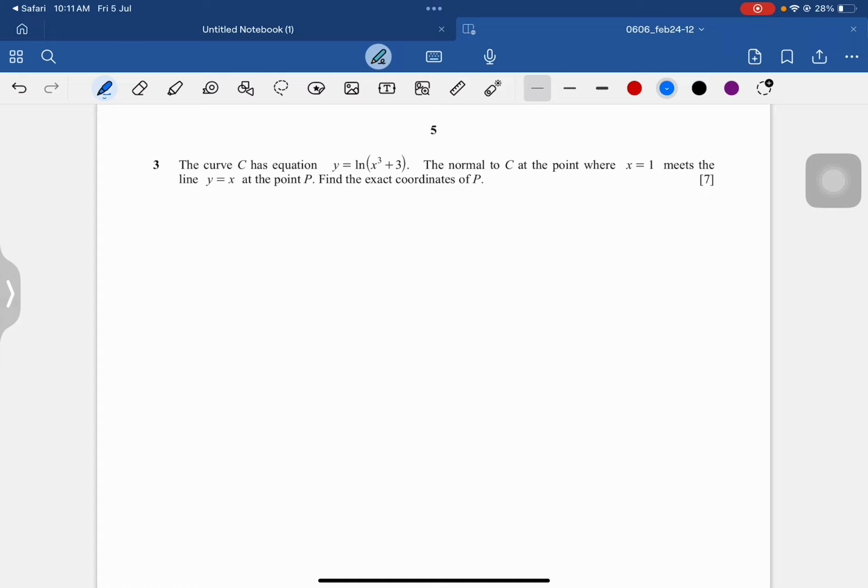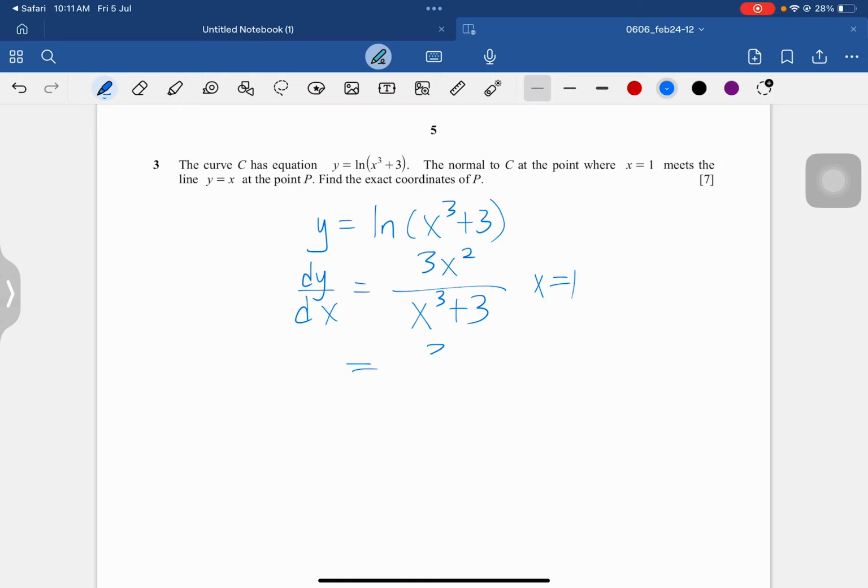Okay, question 3. This is differentiation. So straight away write down the equation. Then start differentiating. dy/dx equals ln, ignore the ln, put whatever bracket at the bottom and differentiate the bracket, 3x squared on the top. Now x equals 1, sub in. You should get 3 over 1 cubed is 1, 1 plus 3 is 4.